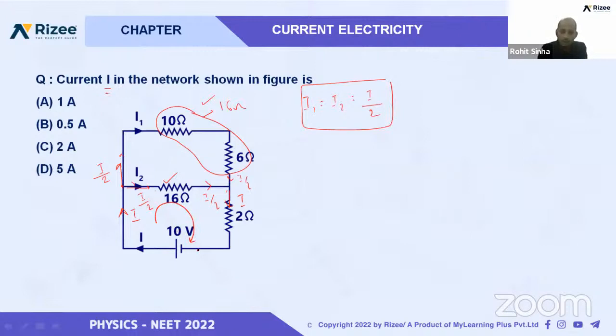How will we write it? Starting from here, we know we are moving in this direction, 10 volt. Now from here in this direction, we know the current is I by 2. We are moving in the direction of current, so that means I by 2 into 16. Again in the direction of current, we will write minus I by 2 into 2 equal to 0. Solve this equation and you will get the value of I. You can solve it, and I think you will get the value of I.